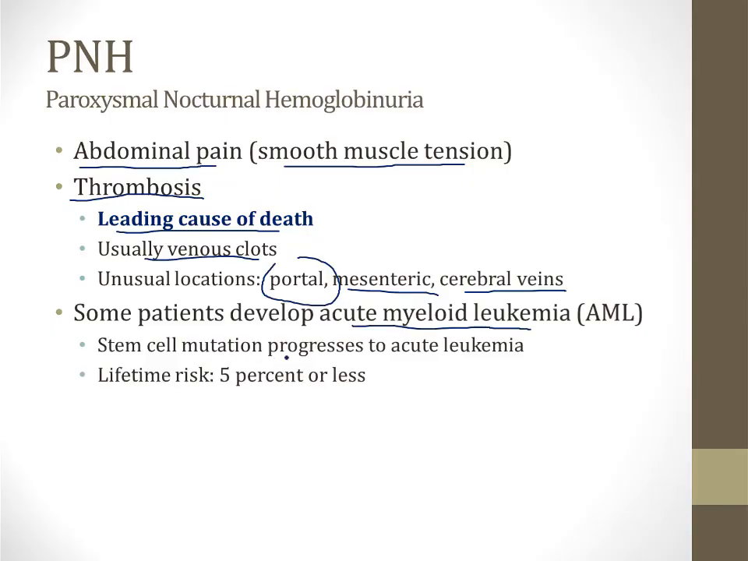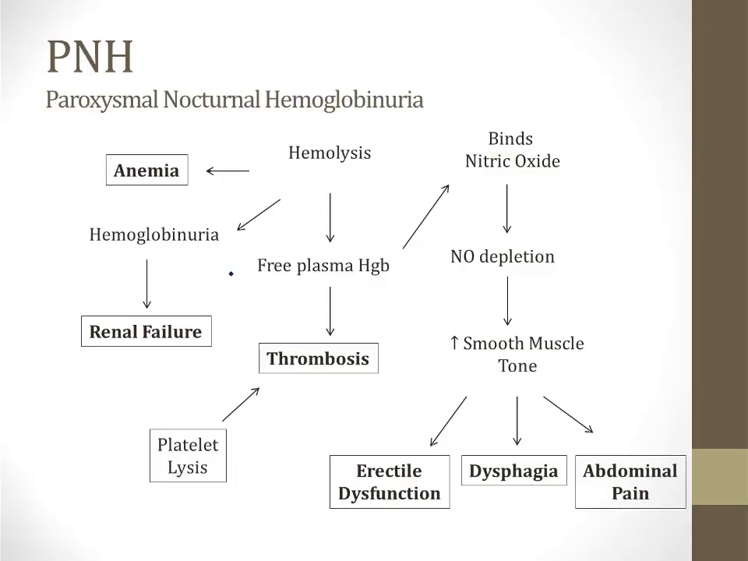Sometimes the stem cell mutation progresses and they develop acute leukemia. The lifetime risk is about 5% or less in patients who have PNH. On this slide, I've bolded the clinical features of PNH, so let's walk through this concept map so you can understand why they all occur.